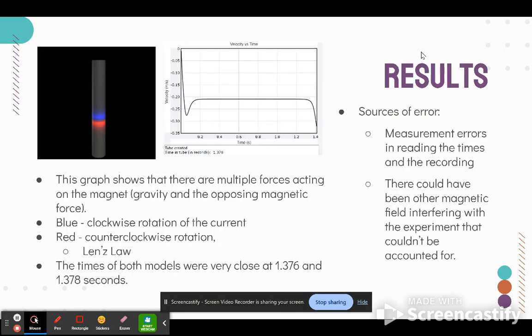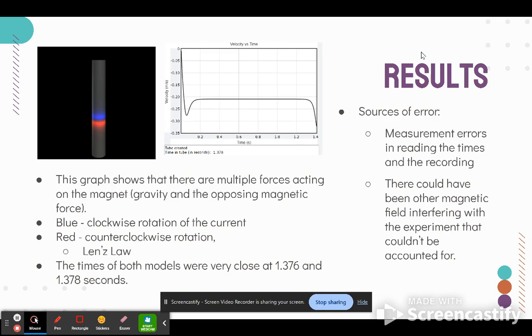So here are the results of the Python code. I got a graph which plots velocity of the magnet against time, and we see that in the output, the time it takes for the magnet to fall was 1.378 seconds. So this graph shows us that there are multiple forces acting on the magnet, which in this case is gravity and the opposing magnetic force.